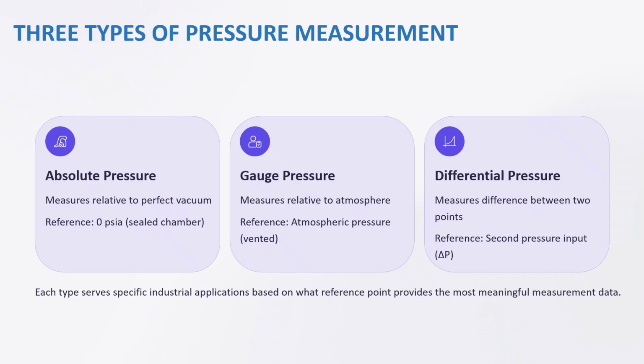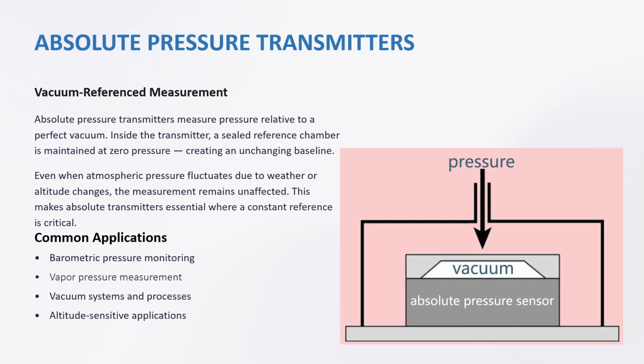An absolute pressure transmitter measures pressure relative to a perfect vacuum. It has a sealed reference chamber inside, maintained at zero pressure. So even if the atmospheric pressure changes, it doesn't affect the measurement. That's why absolute transmitters are used where the reference must remain constant, like in barometric or vapor pressure measurements.